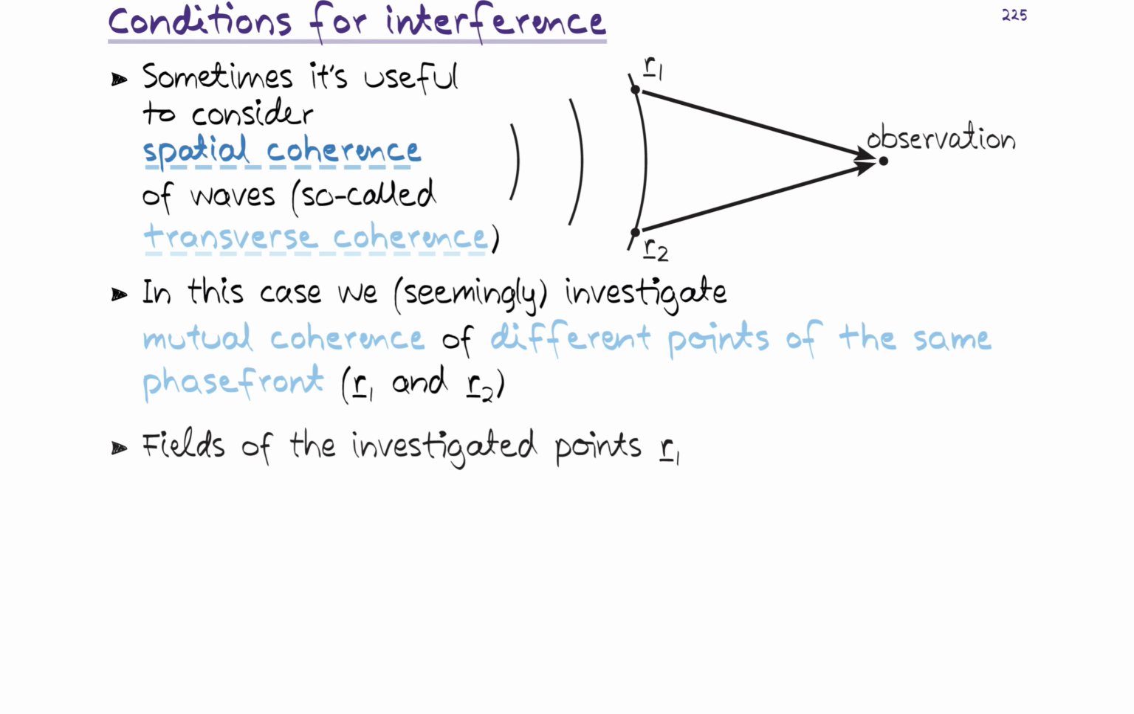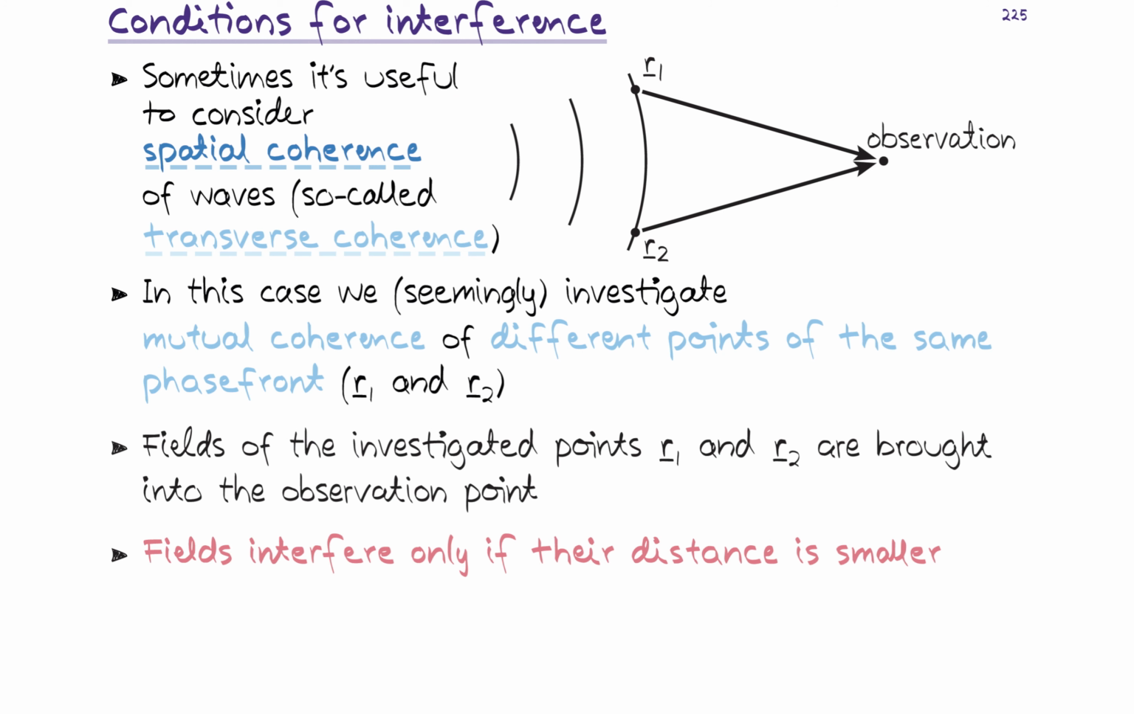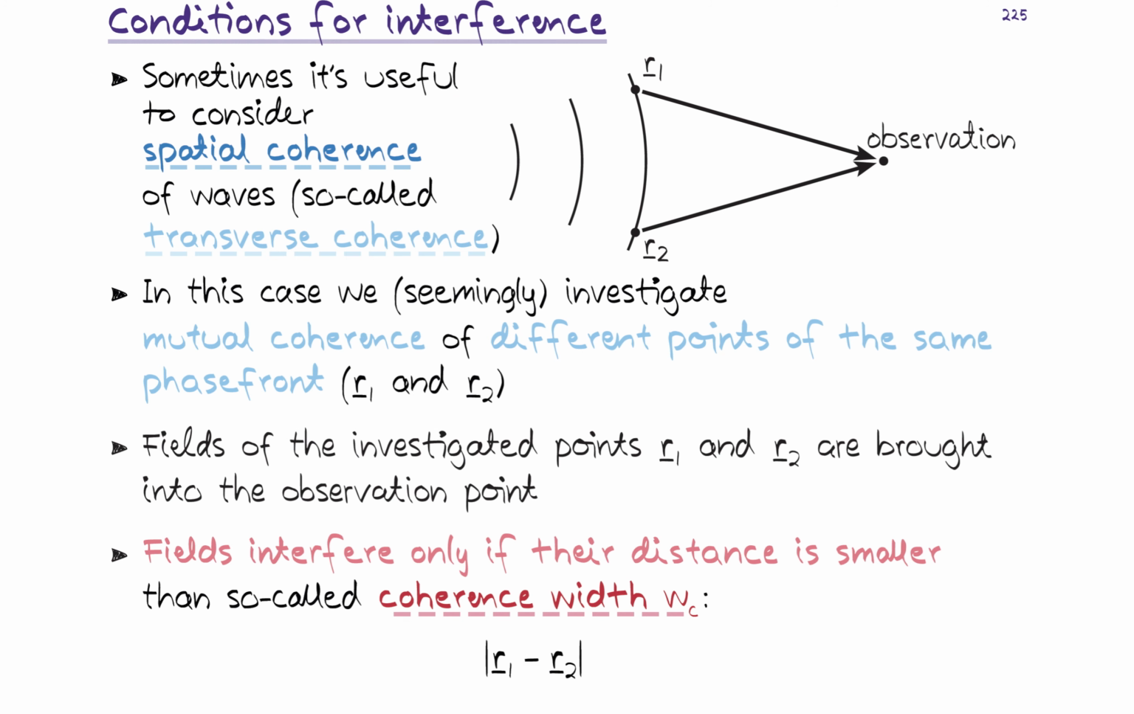So we are looking at the fields at the investigated points, R1 and R2, and we bring them into a single observation point, and we want to see whether we see interference or not. We see interference if the distance is smaller than the so-called coherence width, here denoted W_C. So when the modulus of R1 minus R2 is smaller than the coherence width, then we start seeing interference effects. These are the two different types of coherence.